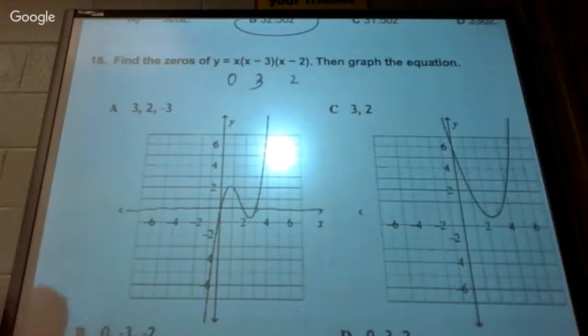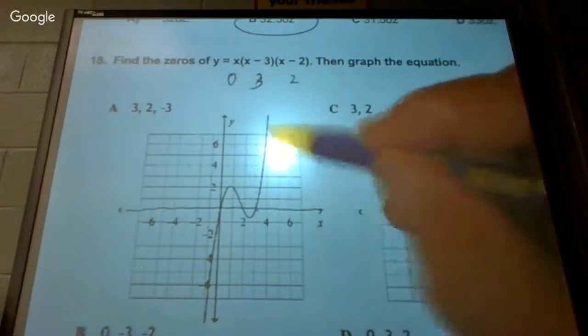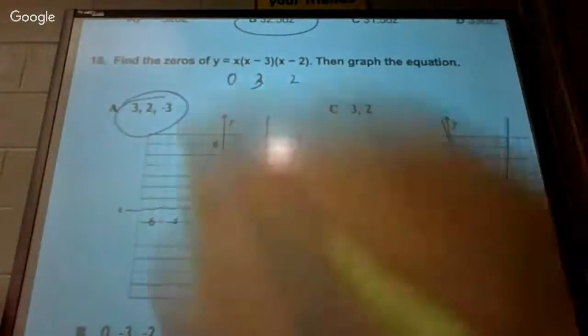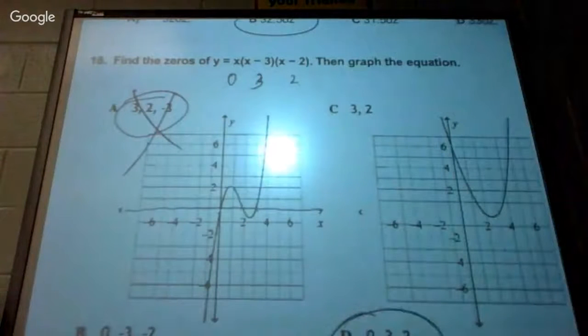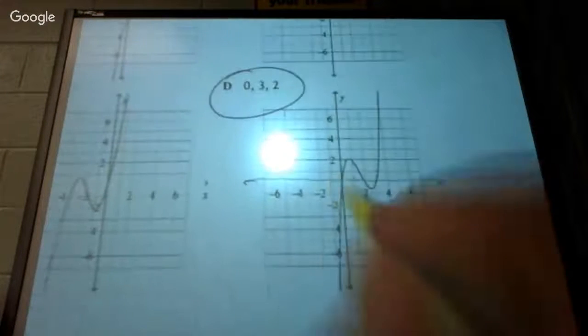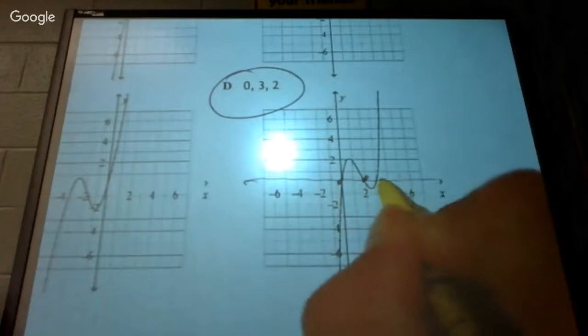No. Why is that one? This graph is right, but these zeros are wrong, you see? So it's D. D is the answer for number 18. Look at that. They cross at 0, 2, and 3.